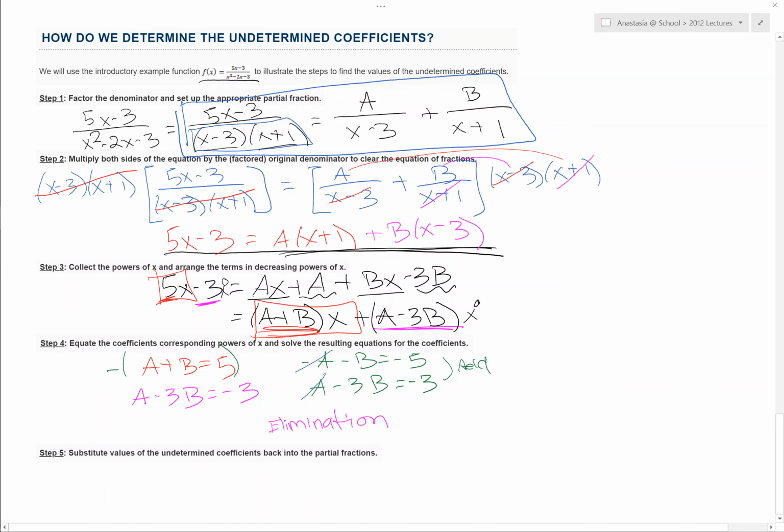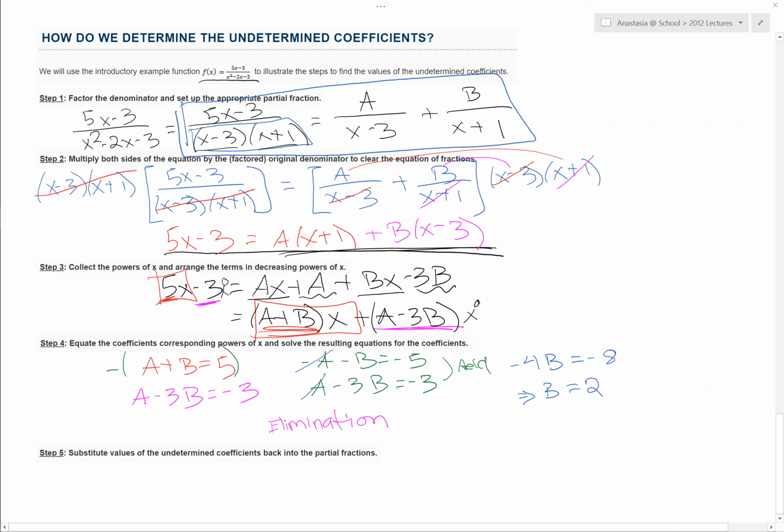The reason I'm doing this is because now my a terms will cancel. Negative a plus a. So we end up with negative b minus 3b, so it's going to be negative 4b. Negative 5 plus negative 3 is going to be negative 8. And then we can very easily solve for b, and it will end up being 2.